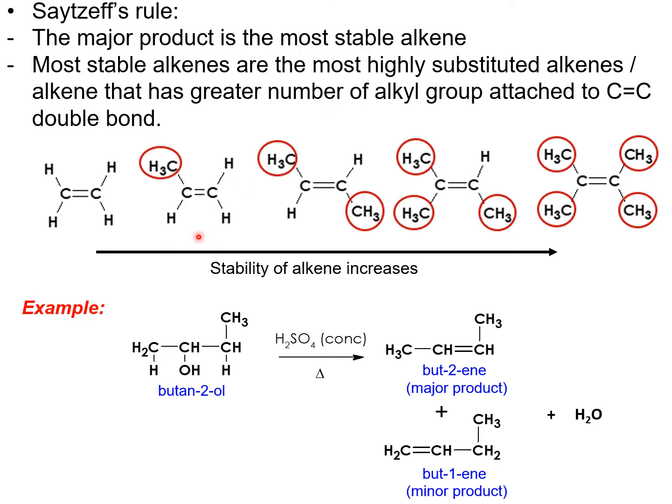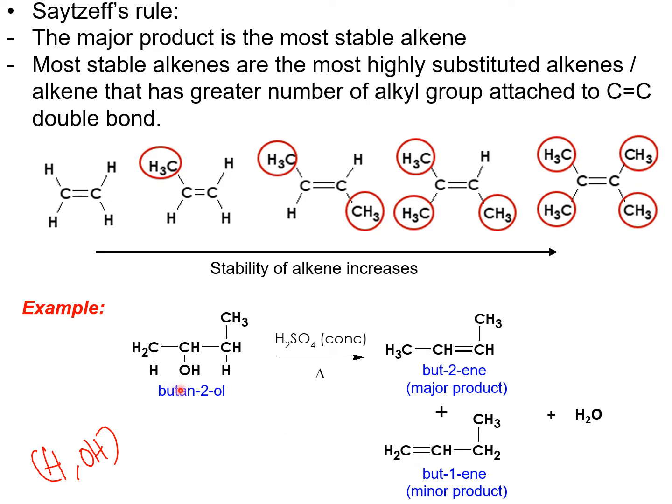Faham tak? Okay, for example, if you look at this butan-2-ol, kalau dia nak buat dehydration of alcohol, dia akan eliminate dua benda kan. Okay, so dia akan eliminate H dan juga OH. But if you look at this butan-2-ol, dia ada possibilities untuk form dua jenis alkene yang berbeza, which is this alkene ataupun this alkene.